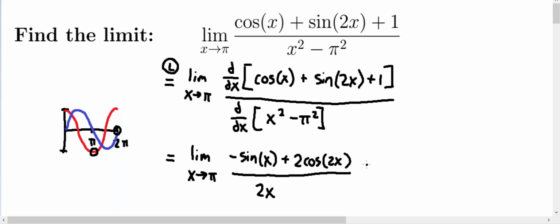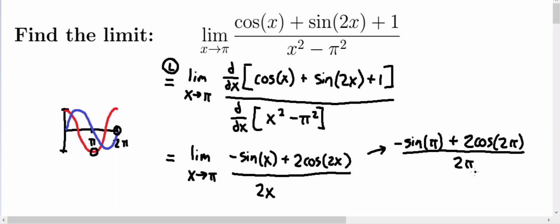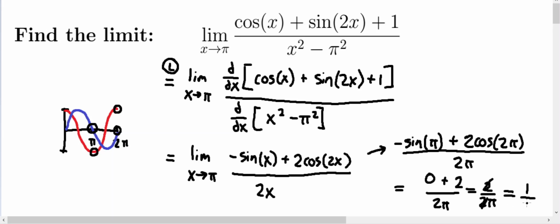Now we just have to plug in pi, basically doing that evaluation again. So let's see what this approaches. Negative of sine of pi plus 2 cosine of 2 pi, all over 2 pi. So negative sine of pi is the negative of this value. So that's negative of 0, so that's just 0, plus 2 cosine of 2 pi. Cosine of 2 pi is 1, so multiplied by 2 leaves you with 2, all over 2 pi. This boils down to 2 over 2 pi, cancels, and we're left with 1 over pi.